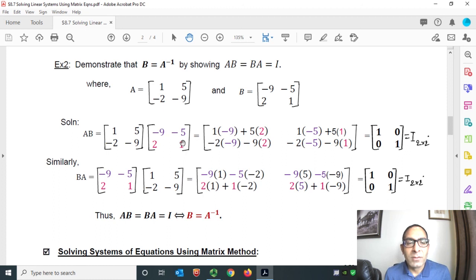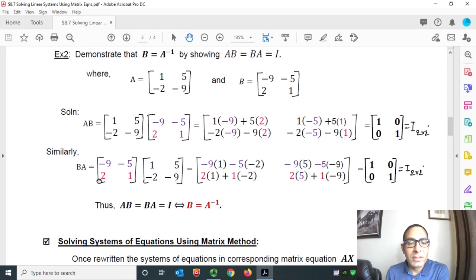Then we perform the special multiplications here. That means we first multiply horizontally the entries and then multiply vertically, and we add them. So here, 1 times minus 9 plus 5 times 2. And then here, 1 times negative 5 plus 5 times 1. And now this entry, negative 2 times negative 9 plus negative 9 times 2, and by the way, plus times minus becomes minus there. Similarly here, negative 2 times negative 5, then minus 9 times 1. And simplifying, it gives us the identity matrix of size 2. Similarly, let's find the product B times A.